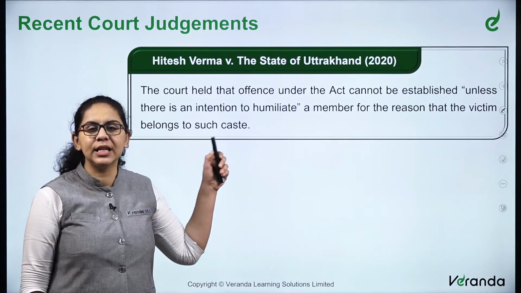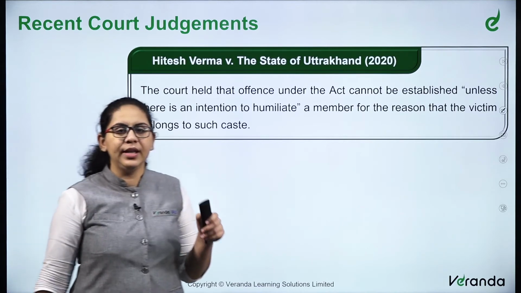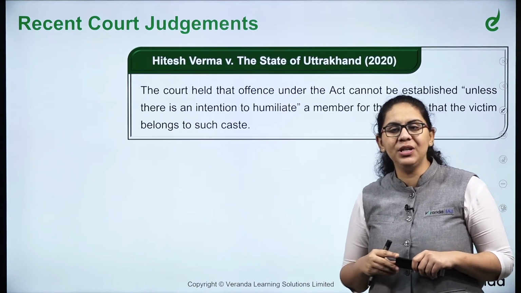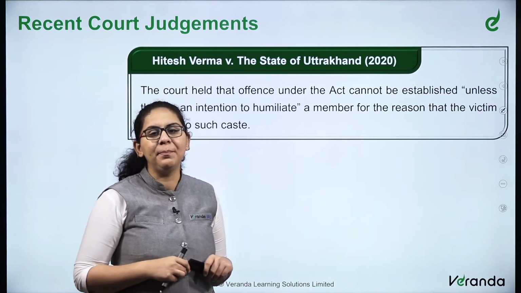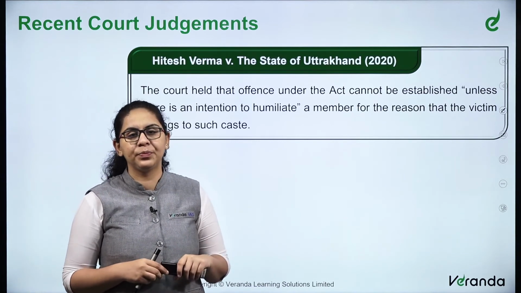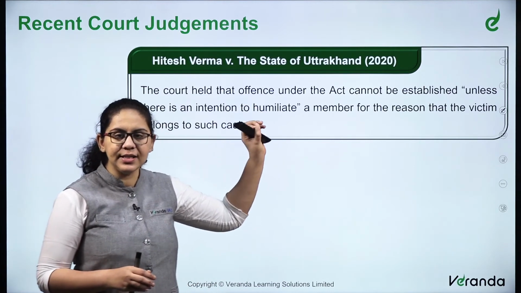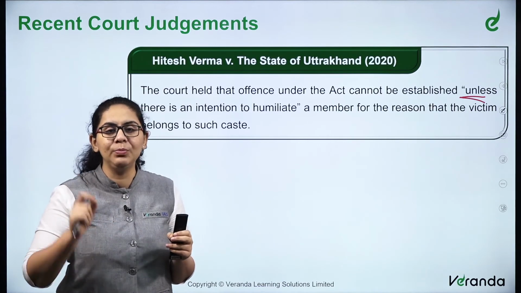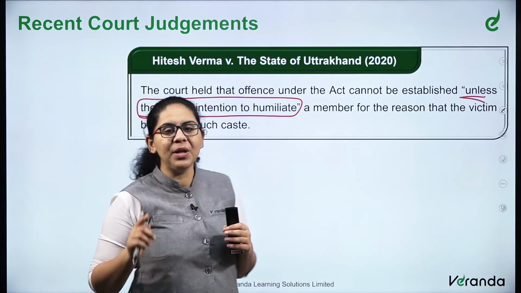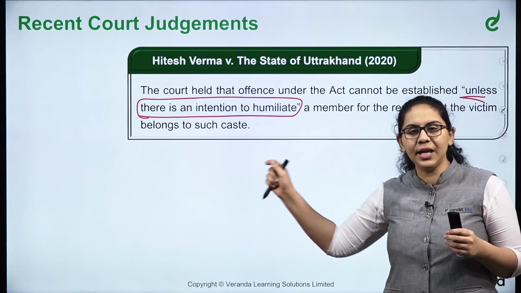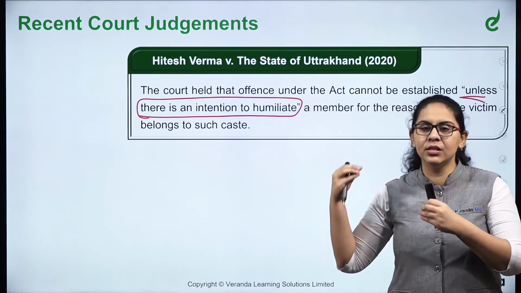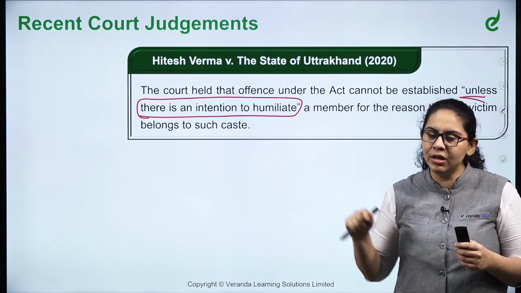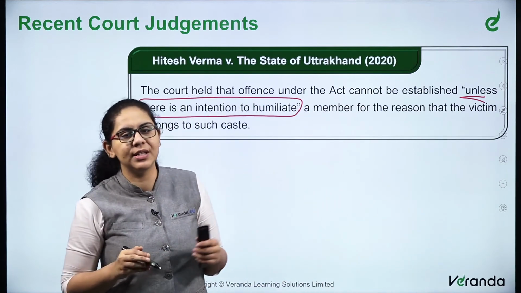2020, Hitesh Verma versus the State of Uttarakhand. The court held that an offence under the Act cannot be established unless there is an intention to humiliate a member for the reason that the victim belongs to such caste. The offence cannot be established unless it is sure there is an intention to humiliate. The offence must be done because the member belonged to a certain community. If the offence is done with the intention to humiliate the other person because he is from a Scheduled Caste or Scheduled Tribe, then that is an offence under the Act. This is the development in Hitesh Verma versus the State of Uttarakhand.